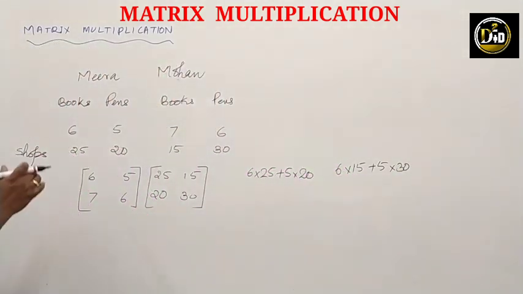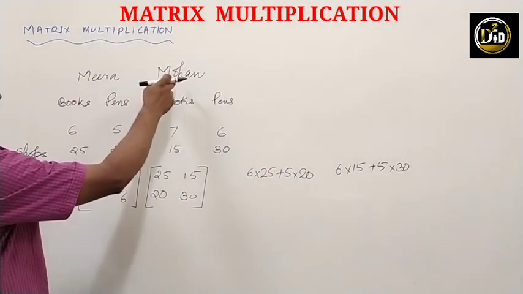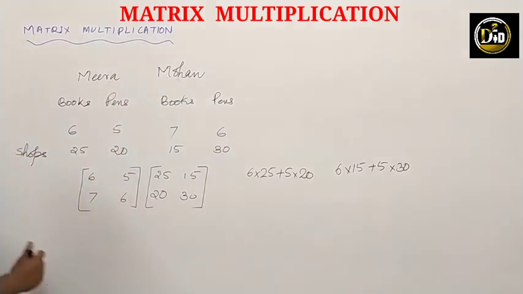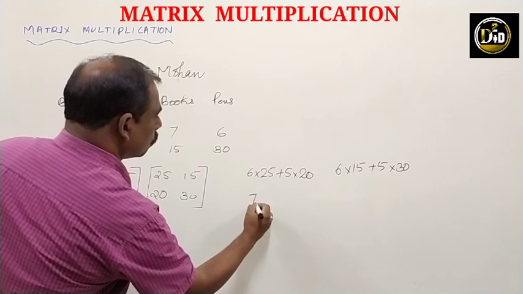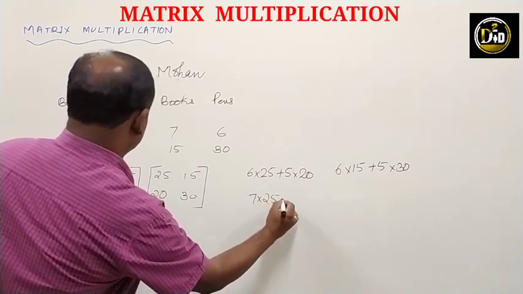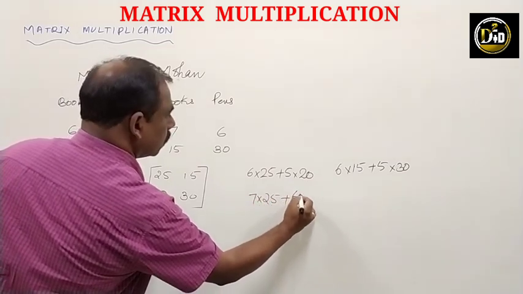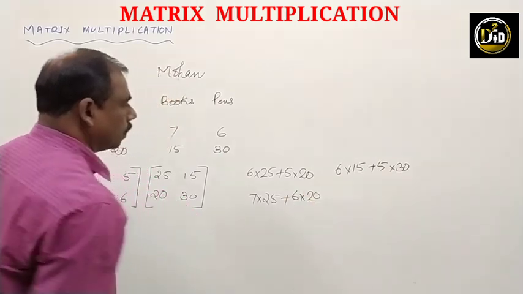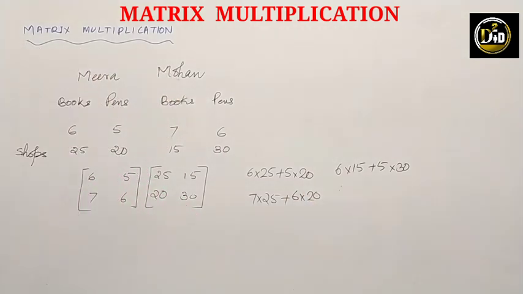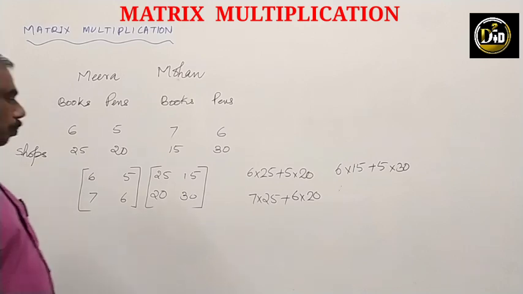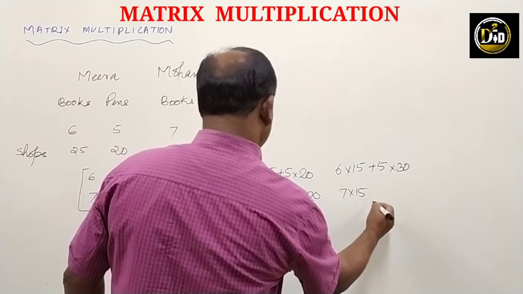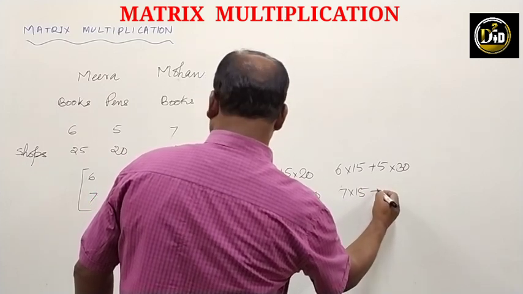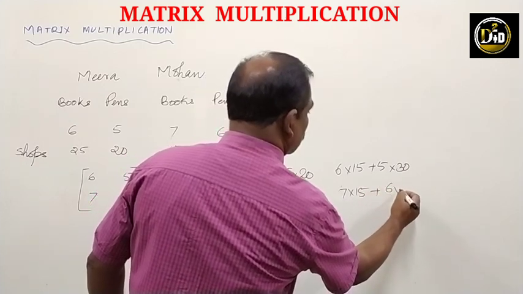Now we analyze the second example, that is Mohan. If he buys the item from the first shop, then he needs to pay 7 into 25 plus 6 into 20. Similarly, if Mohan wanted to buy the book from the second shop, he needs to pay 7 into 15 plus 6 into 30.